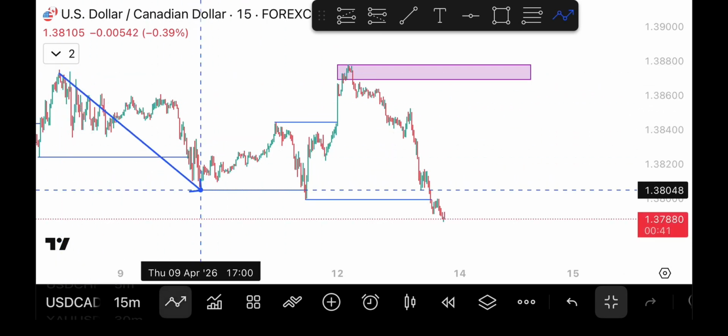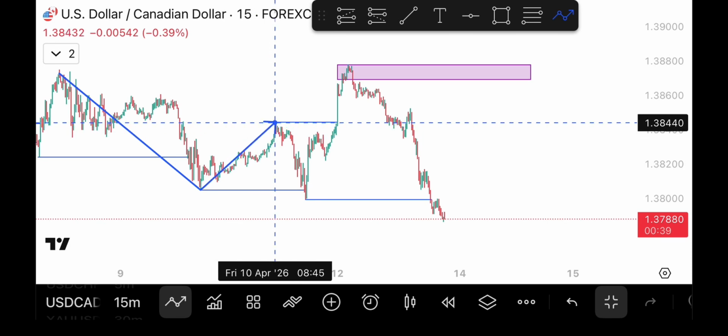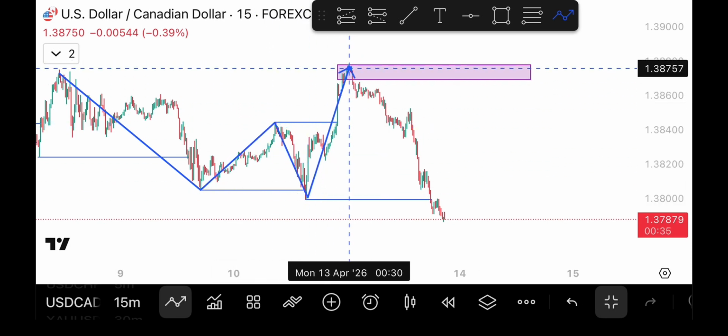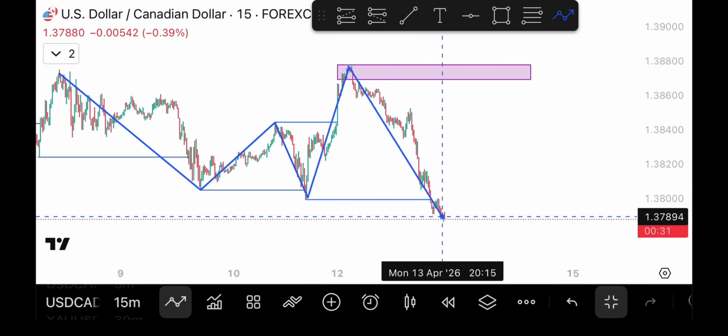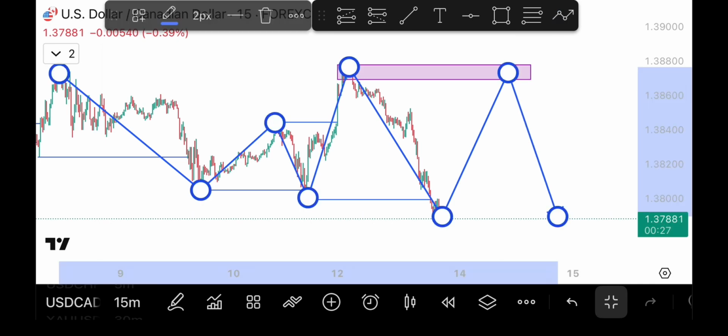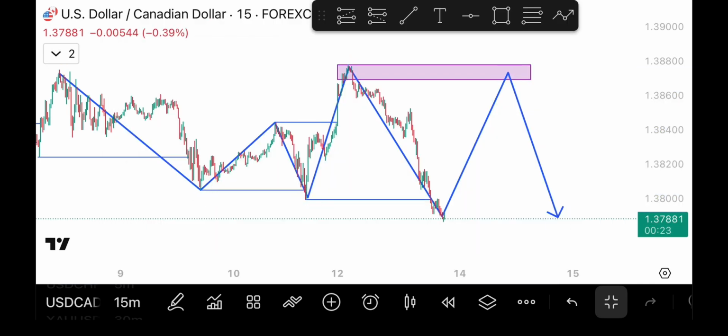So I mark out my structure. Higher high, lower high, lower low, higher high, lower high, then a higher high now, giving us a change of character back to bearish. So we need price to retrace back into that zone to give us a sell. After that, we are just waiting for price to retrace into that zone.